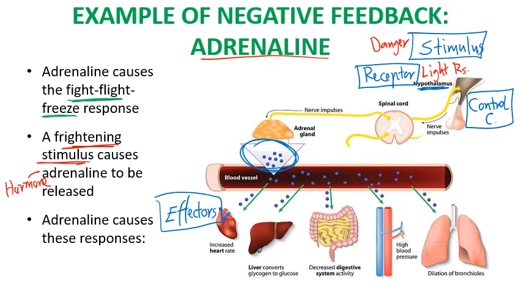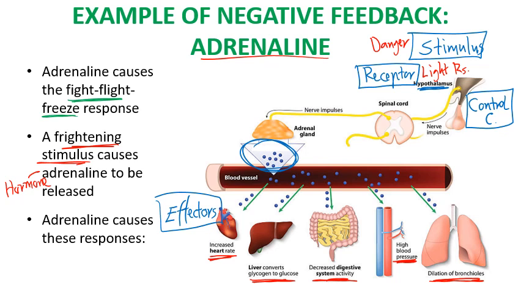So you can see adrenaline goes to the heart and it increases your heart rate to pump more blood. It travels to your liver to release more sugar into your blood so you have more energy. It travels to your digestive system to reduce that because you don't need to digest if you're in danger. It increases your blood pressure in your blood vessels, and it dilates the bronchioles. It makes your lungs bigger so you can get more oxygen in and your breathing increases as well.